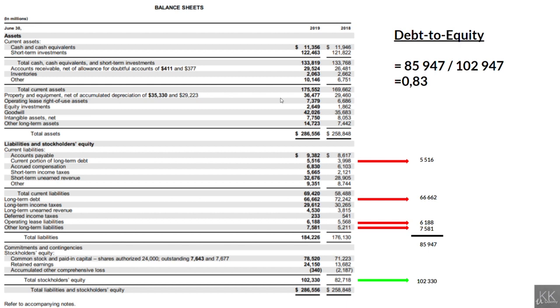In the case of Microsoft, if you add up all the amounts which have the red arrows, you get the debt, and the green arrow gives you the equity. This is sometimes called total equity, just for the record. It can either be called total stockholders' equity or total equity. And if I take the debt amount and divide it by the equity amount, we get the debt to equity ratio. As we can see, Microsoft does not have a debt to equity ratio below 0.3.